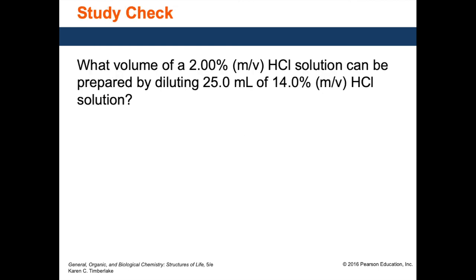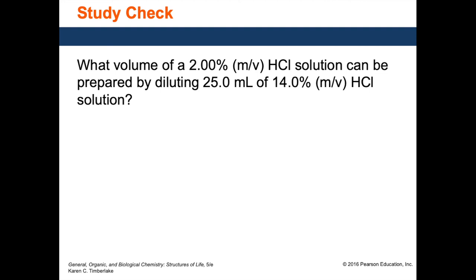All right, let's try a different one. This one doesn't have molarities, and it uses milliliters instead of liters. So I want to point out here that the math is still going to be the same. We're still using the same formula. So go ahead and pause this video and try this problem out.